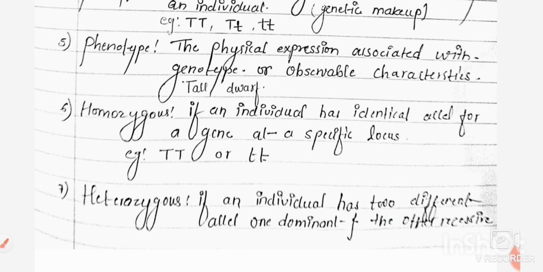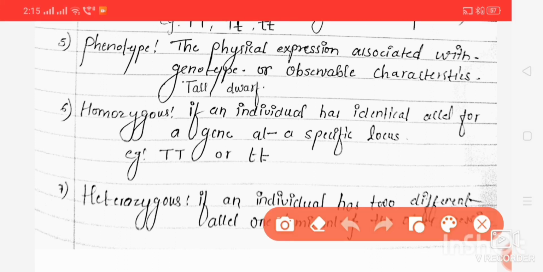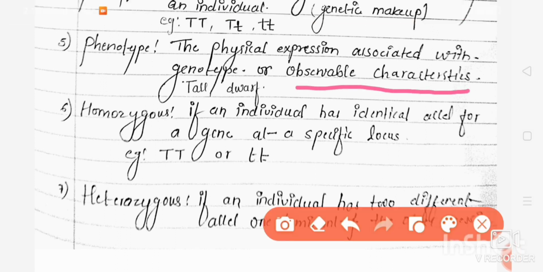Talking about phenotype, phenotype means the physical characteristics which are associated with the genotype, or you can simply say it is the observable characteristic. When I said that the genotype is TT, it means that the plant height is tall. So the tall height which we can see, which is the physical appearance of that plant, is termed as phenotype. It could be tall or dwarf.